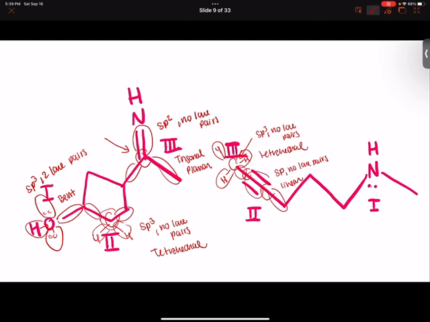Oops. And then we have to look at the nitrogen. So we have 1, 2, and 3. We have 3, so that's going to be 1, 2, 3. Oops, I forgot that lone pair. So we have 4 circles. That's going to be sp3. We have 1 lone pair. So I would say this one's definitely trigonal pyramidal.